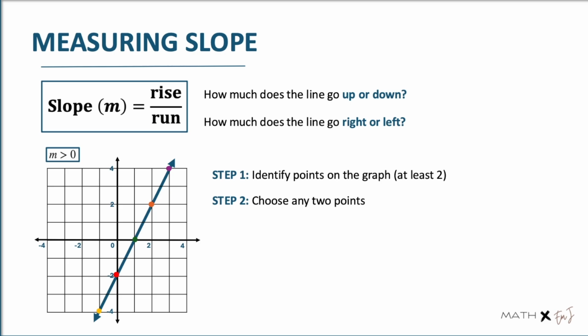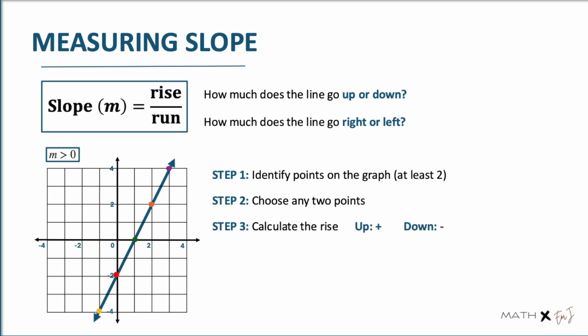Okay, now we need to choose any 2 of these points. For the purpose of this example, let's use the yellow and the red points. So if you look at my cursor, I'm just circling around those points at the bottom of the line.